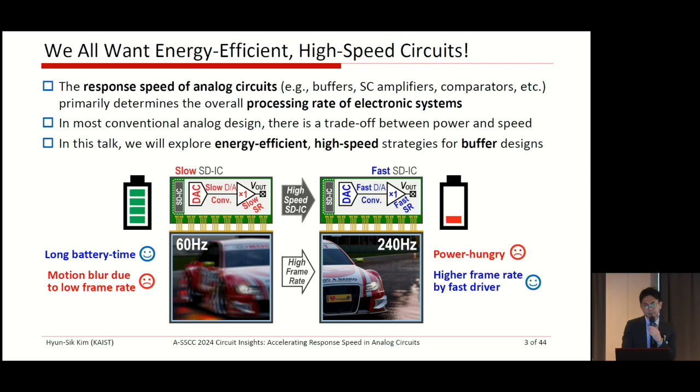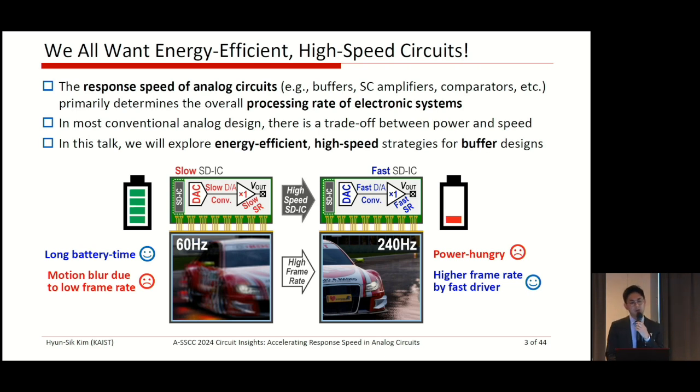Okay, let's get started. We all want energy efficient and high-speed circuits because there is a variety of analog circuit building blocks, such as the buffer amplifier, driver, switched capacitor amplifier, comparators, and so on. And modern electronic systems are composed of these key analog building blocks. The response speed of these analog circuits dominantly determines the overall processing rate and throughput of the electronic system. Therefore, accelerating the response speed of analog circuits is very key in the modern era.